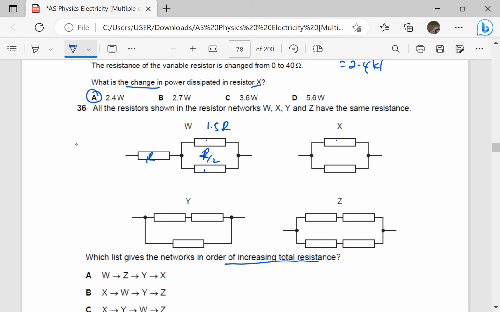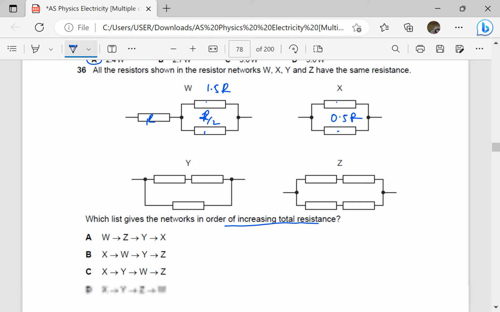This is R and this is R. If they are in parallel, it is R times R over R plus R, which is 0.5R. Then here these two are in series, so this is 2R, and this is R. So the product over the sum, you have 2R times R over 2R plus R, which gives us 2R over 3, which is 0.67R.